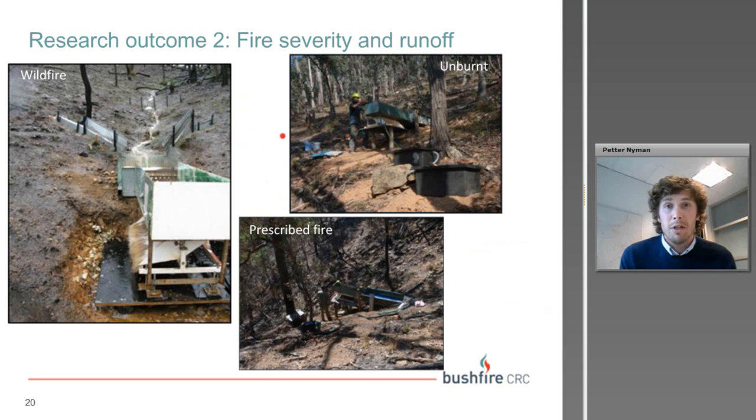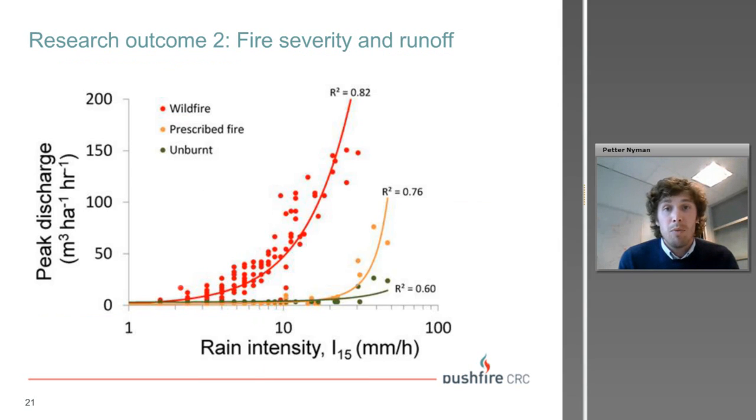Now, for understanding how these fire and storms actually translate to our response in the landscape, we need to know how fire severity affects response. To do this, we instrumented some headwater catchments with these tipping buckets and measured surface runoff for wildfire, for prescribed fire catchments, and for unburned catchments to see how the peak discharge is dependent on fire severity. And these are the results.